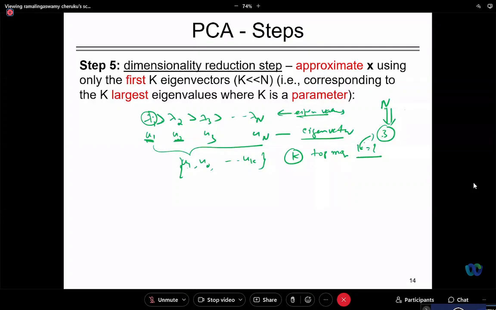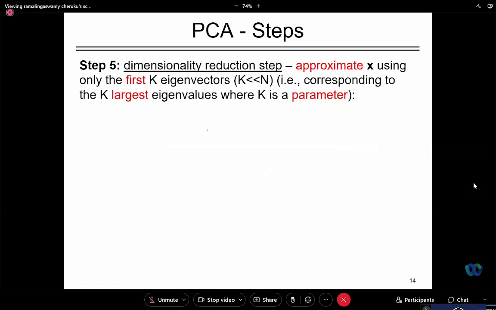Now, what is the minimum value of k? How can I choose this hyperparameter? It is by using what is called information loss. We want to minimize the information loss. Sometimes it is what percentage of information you want to preserve. I already mentioned that how much information is preserved is represented in the form of the variance. The variance is nothing but the eigenvalues. How much variance is preserved is given by the eigenvalues.